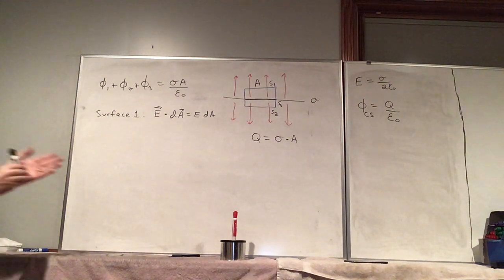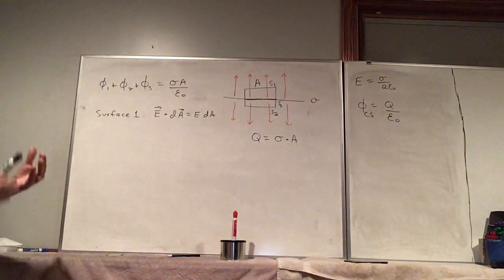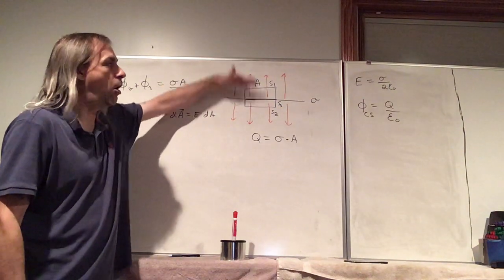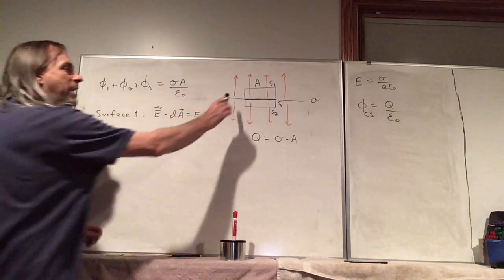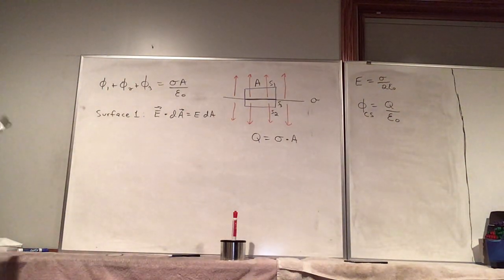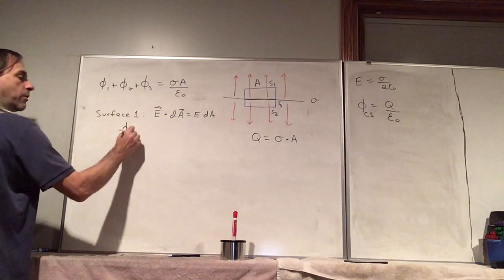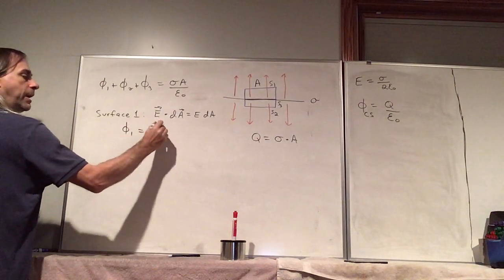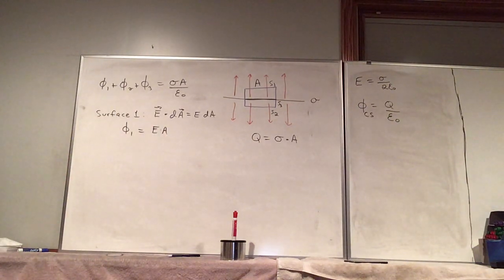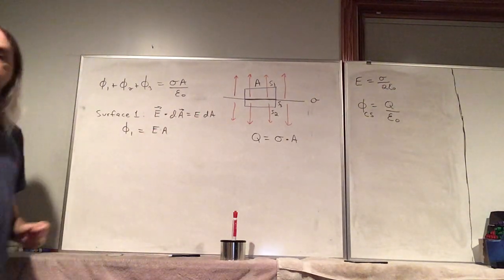And also the electric field everywhere along this surface is going to be the same. We actually saw from Coulomb's law that the electric field doesn't depend on the distance at all. But even if it did, the point is it's going to be the same everywhere along surface 1. And so when we integrate over the surface, we're going to get the flux through surface 1 to just be E times A. That's it. Because the electric field is constant, we can take it out of the integral. The integral of dA is just A.